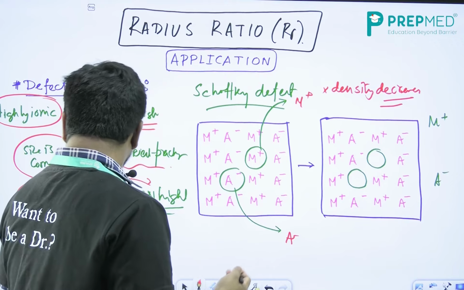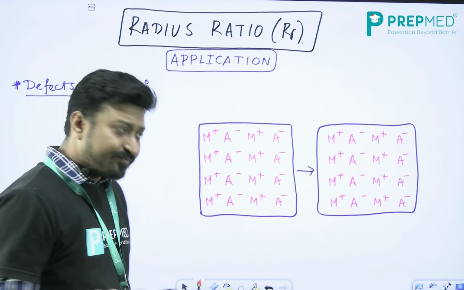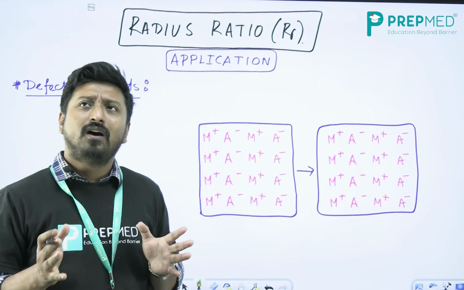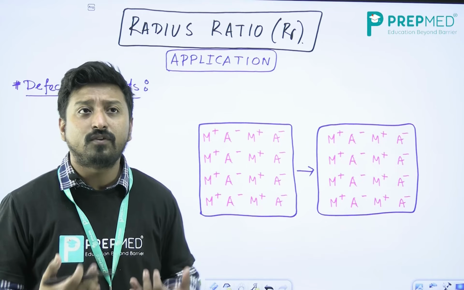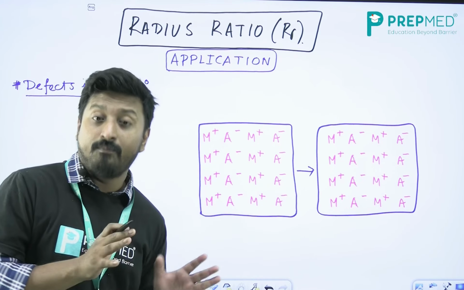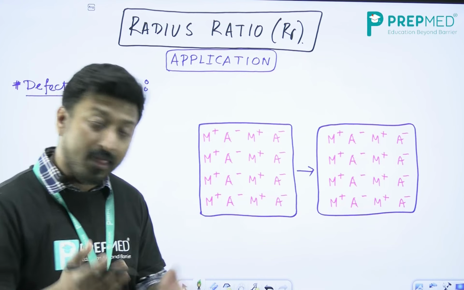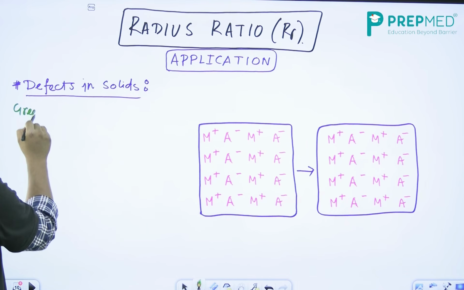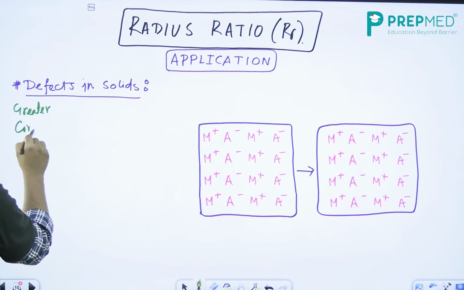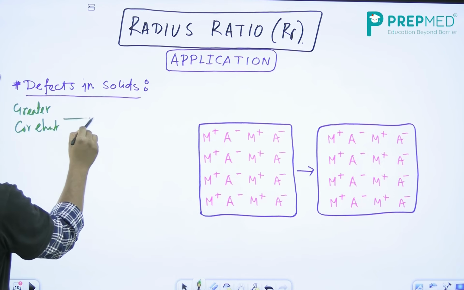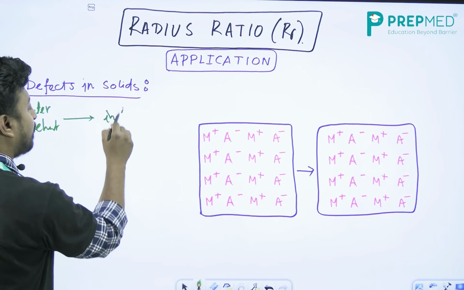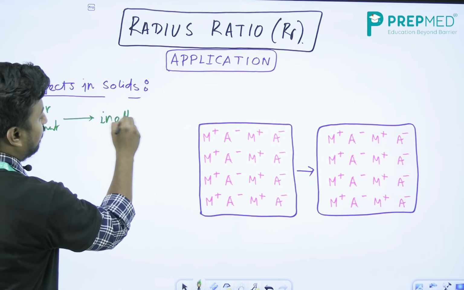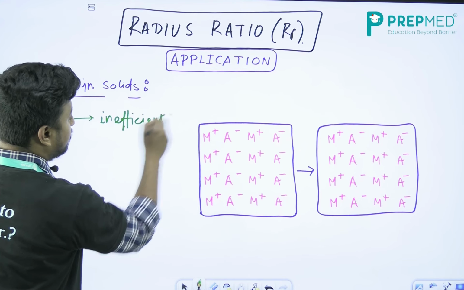Now let's talk about another defect. What happens in the case where you have not too much ionic character, or I would say an ionic compound that is having some covalent character, right? Okay, so in this case we can write here greater covalent character. That means it leads to inefficient packing.